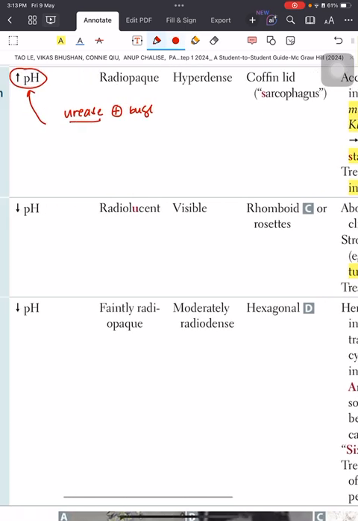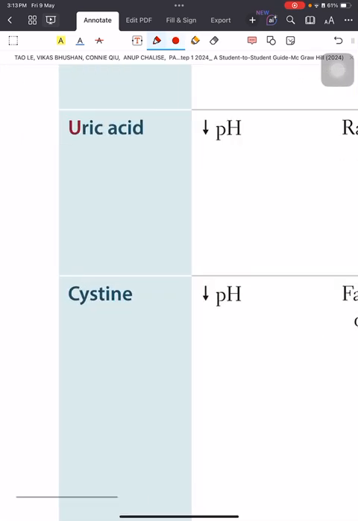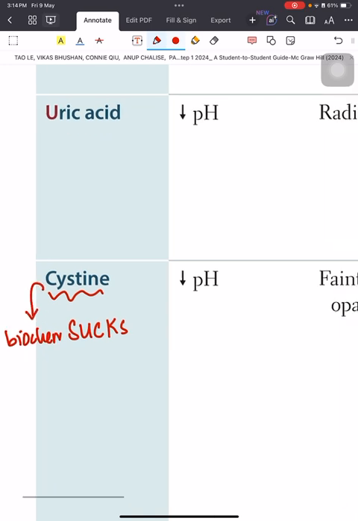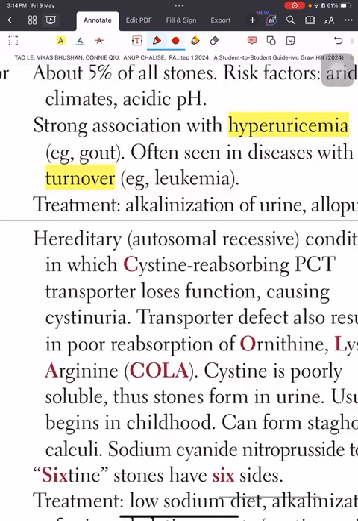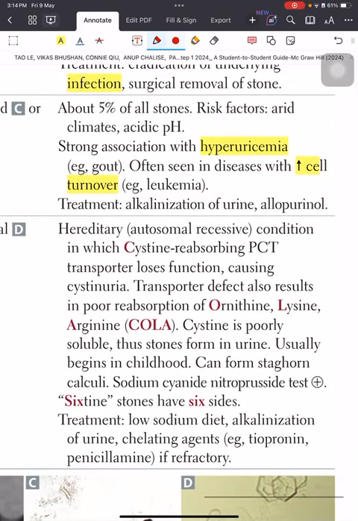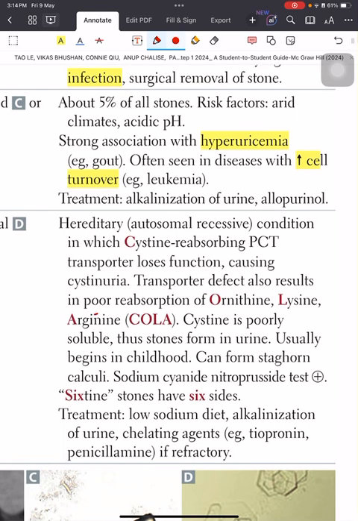Next we have cysteine. The way I learned cysteine stones was like cysteine, like the sound. Biochemistry sucks, but for cysteine stones, you need to know that this is a biochemistry relation. It's basically cysteine COLA. It's a hereditary condition, right? The cysteine reabsorbing PCT transporters lose function. So what you'll have is poor reabsorption in COLA.